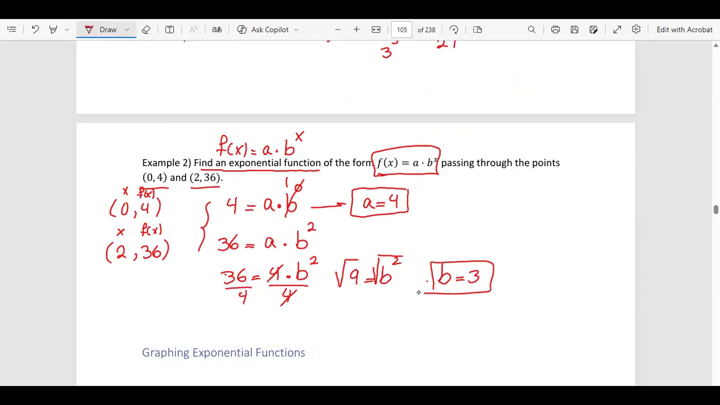Okay, now you have both a and b. That means you can write your equation. So what is the function? f of x equals a is 4, b is 3 with the x. That's the general form of this exponential function.